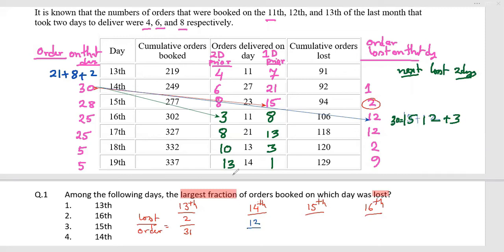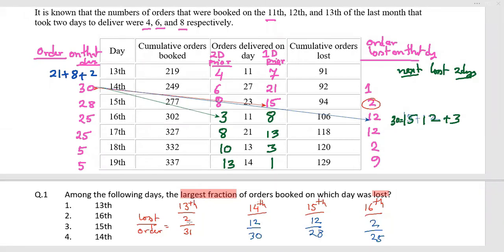How many total orders? That is 30. 12 by 30. Similarly for 15th. 15th, how many orders lost? 15th orders lost will be this one. Again 12 by 28 total orders. 16th is 2 by 25.